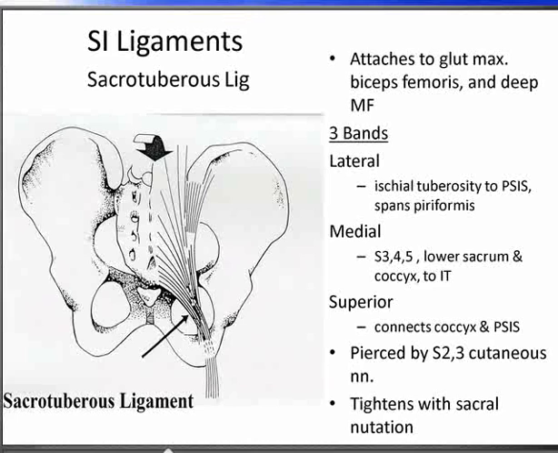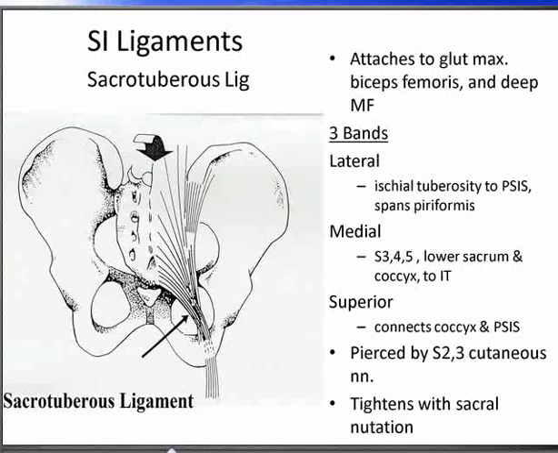Okay, moving on to the sacrotuberous ligament. The sacrotuberous ligament attaches to the gluteus maximus muscle, the biceps femoris, and the deep fibers of multifidus. It has 3 bands, a lateral, a medial, and a superior band, and they span in various directions into the ischial tuberosity. From there to the PSIS, spans the piriformis.